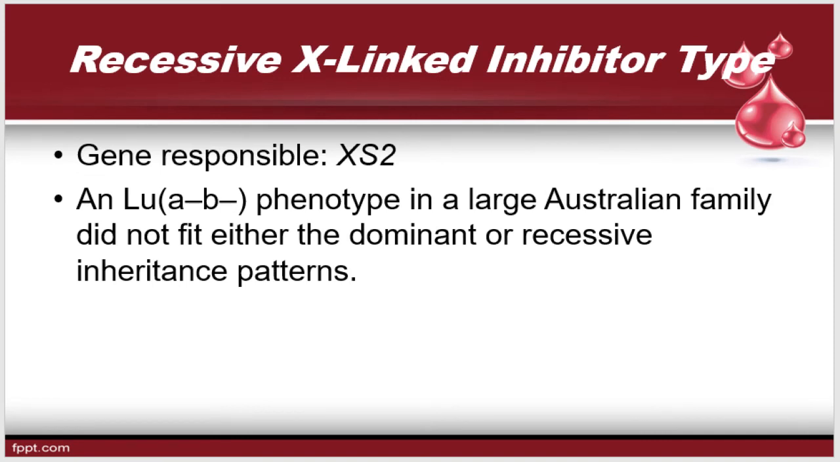Last is the recessive X-linked inhibitor type. The gene responsible for it is the XS2, the rare inhibitor that suppresses in a hemizygous state. There have been no families reported with this rare X-linked LUAB phenotype. An LUA negative and B negative phenotype in a large Australian family did not fit either the dominant or recessive inheritance pattern, but they were all male and carried trace amounts of LUB detected by absorption or elution, but still there are no other RBC antigens seen affected.